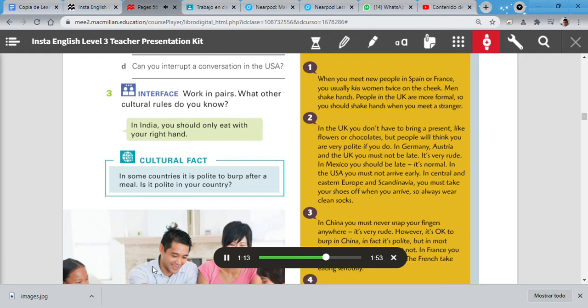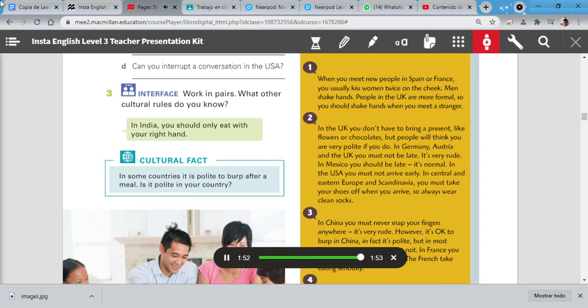3. In China, you must never snap your fingers anywhere. It's very rude. However, it's okay to burp in China. In fact, it's polite. But in most European countries, you must not. In France, you shouldn't tell jokes at a dinner. The French take eating seriously. 4. In some countries, it's okay to interrupt a conversation, but you shouldn't in the UK or the USA. You should wait until the other speakers have finished, especially if they're older than you. Wherever you go, have fun. And remember, if you want to make friends, be polite.